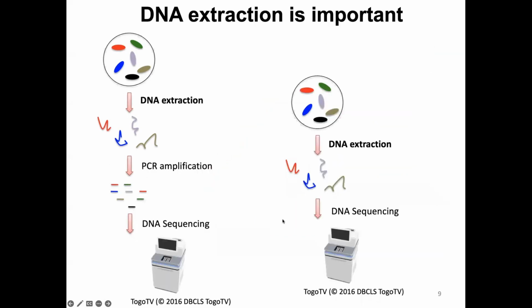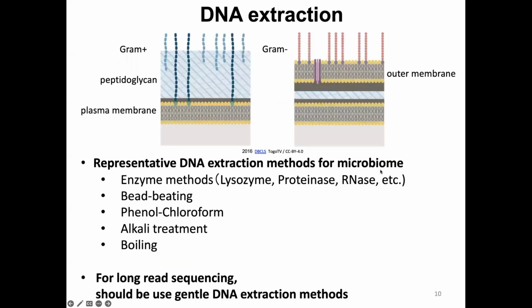Here, I will explain the importance of DNA extraction. Using an appropriate DNA extraction method is very important because both Amplicon and metagenomic sequencing analyses use DNA extraction. Since microbes have diverse structures outside the cell membrane, for example, gram-positive bacteria have a peptidoglycan layer, and gram-negative bacteria have a small peptidoglycan layer and an outer membrane layer. So the structure outside the cell membrane is very different.